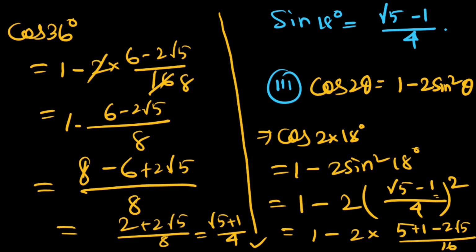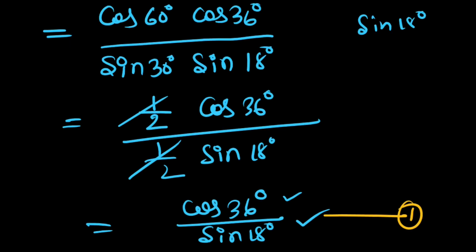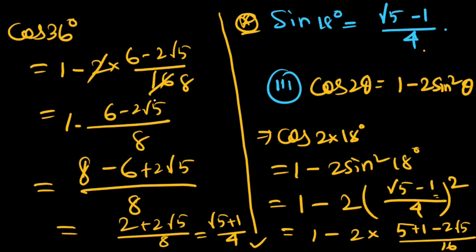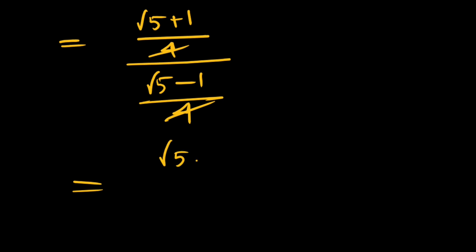If we remember this value, sine of 18 degree is equal to root under 5 minus 1 over 4, then we easily get the cos of 36. So now we put the values. Therefore our value is cos of 36, root under 5 plus 1 over 4, divided by sine of 18 degree, root under 5 minus 1 over 4. So this 4 and this 4 are cancelled: root under 5 plus 1 over root under 5 minus 1.